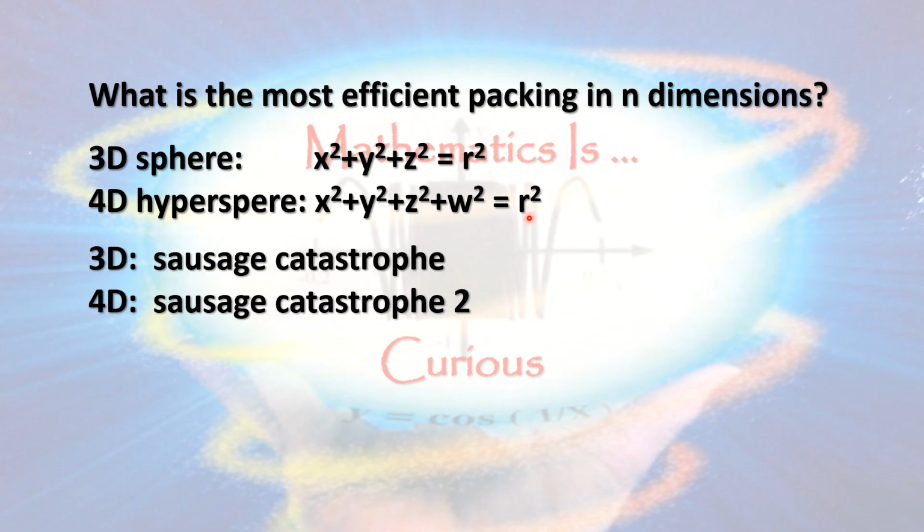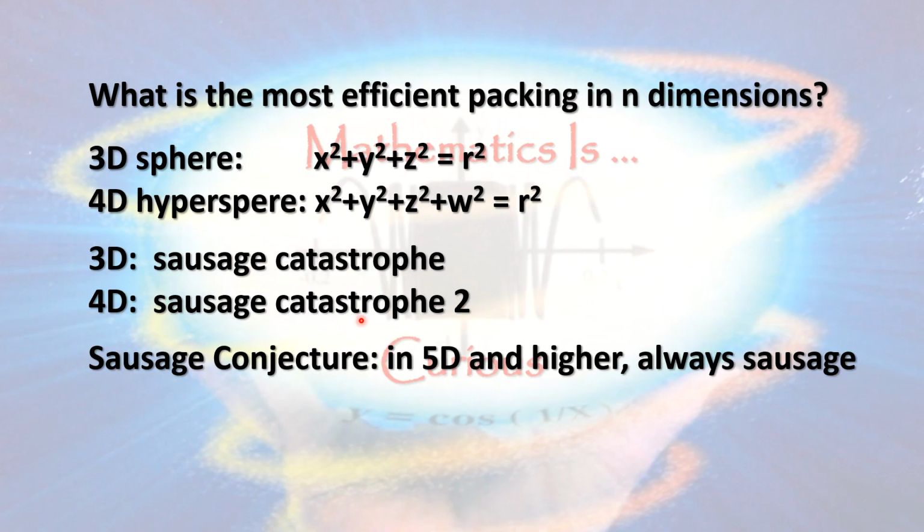For 4-dimensional spheres, it is believed that something like the sausage catastrophe occurs with a sudden transition from sausage to cluster. The sausage conjecture is that for dimensions of 5 or higher, the sausage is always optimal. Here, conjecture means that the result has not been proven or disproven, but remains an open problem of interest.